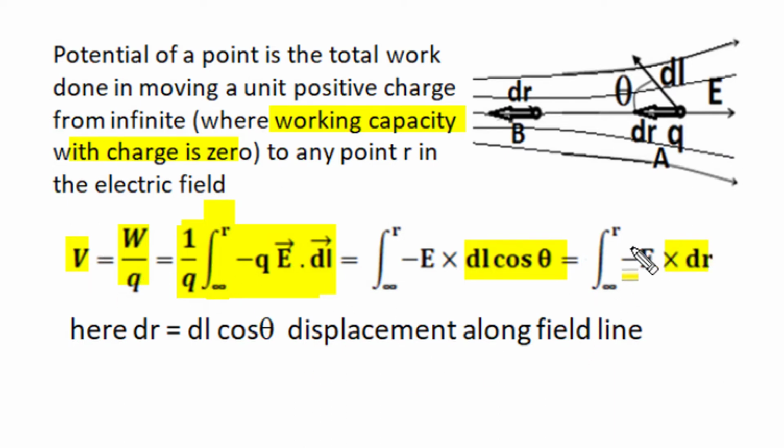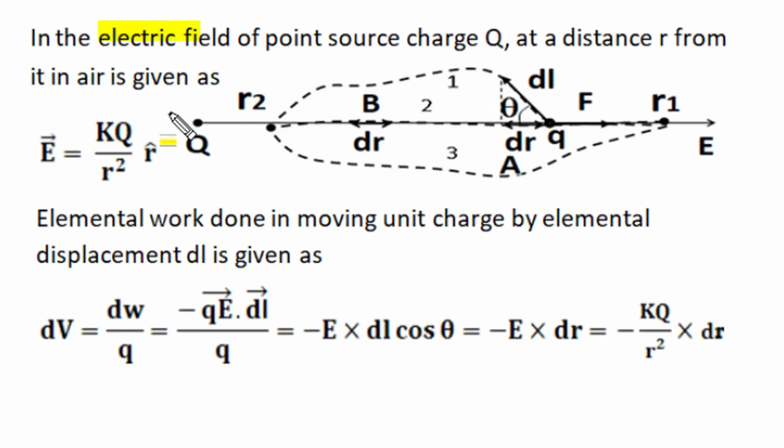So the potential is the negation of the integral of E dr from infinity to r, or in words it is the amount of work done in bringing a unit positive charge from infinity to distance r in electric field E. If the electric field is produced by a point source charge capital Q, then at distance r from Q, the electric field is kQ upon r square in the radial outward direction, and if I make an elemental displacement of a positive test charge small q here, then the elemental work done is minus qE dot dl, and work done per unit charge is the elemental potential difference, and q cancels out, so it is minus E dl cos theta.